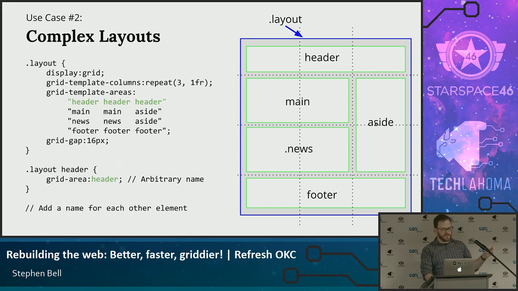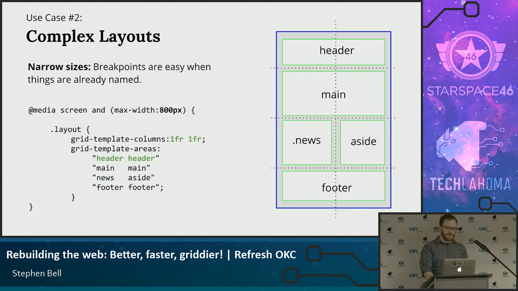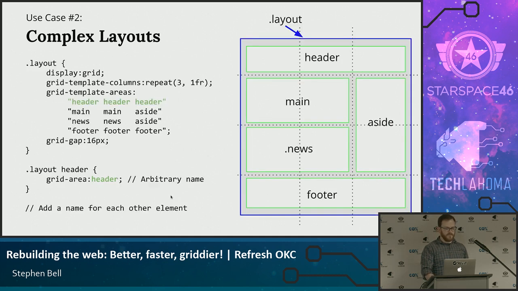Okay, so because we already have the grid areas named, if I want to do a 2-column or a narrower layout that only has 2 columns in one part, then I just change the template columns, and then I change the template areas like this. So this is basically the layout CSS for the whole site, just right here. There's nothing else going on.